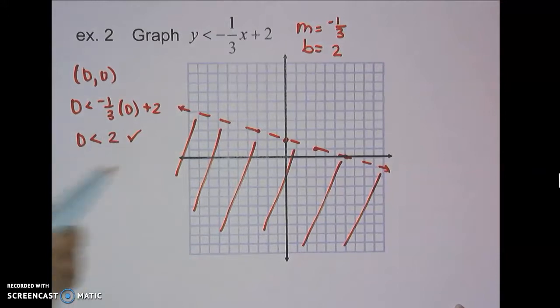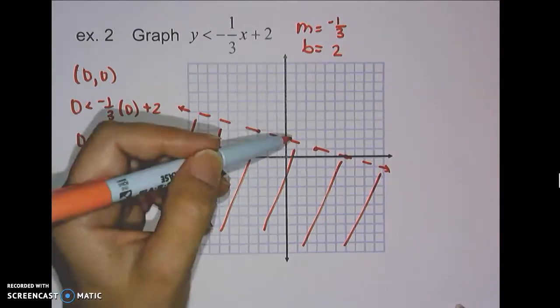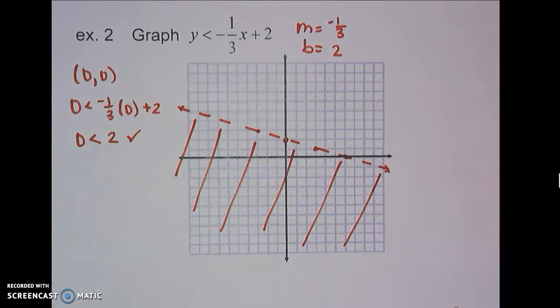If this were a false statement, if this wasn't true, you would shade above the line on the other side. Both of ours have been true so far. So let's take a look back here. We can always test a point, but let's take a look back here for a second at these two before we go on to our next one.